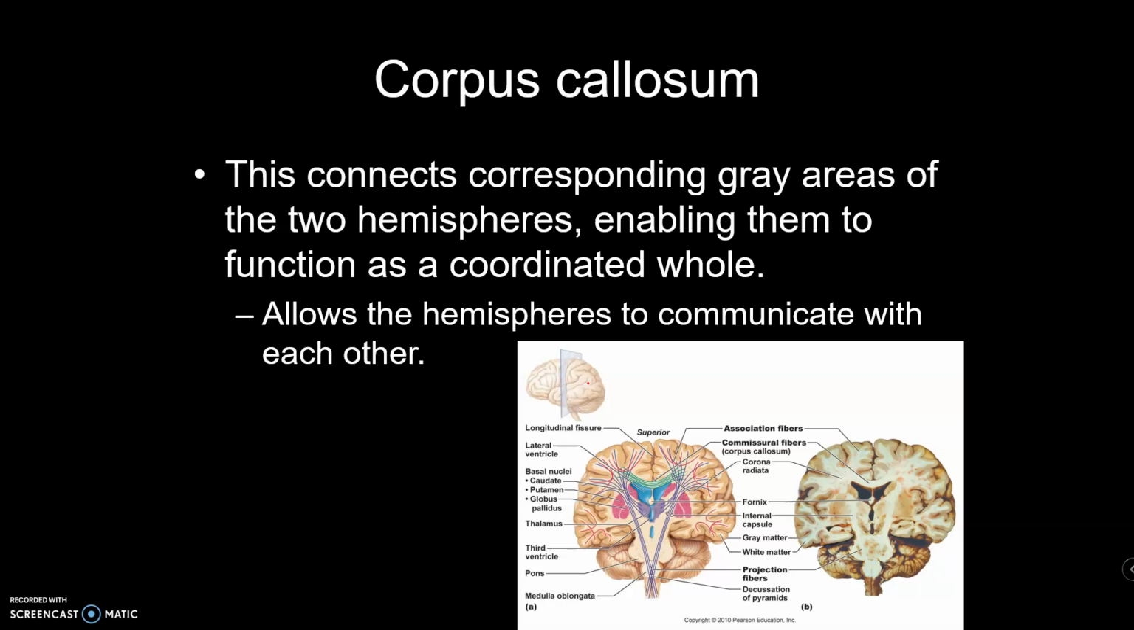The corpus callosum allows the two hemispheres to communicate with each other. And really, this is the only place where those two hemispheres communicate with each other.